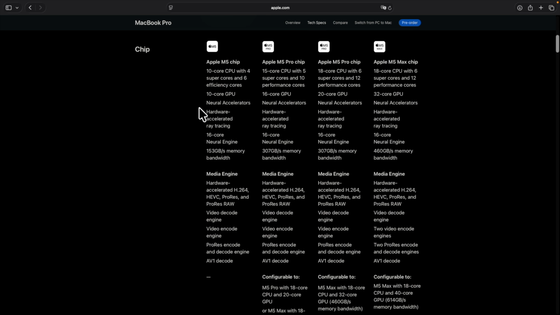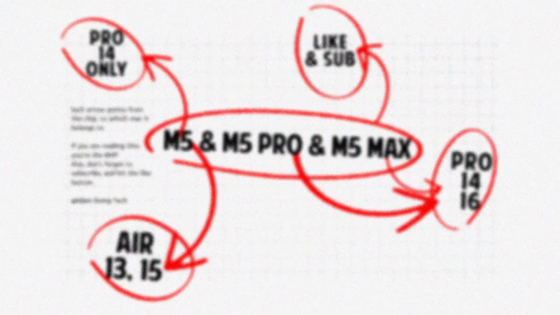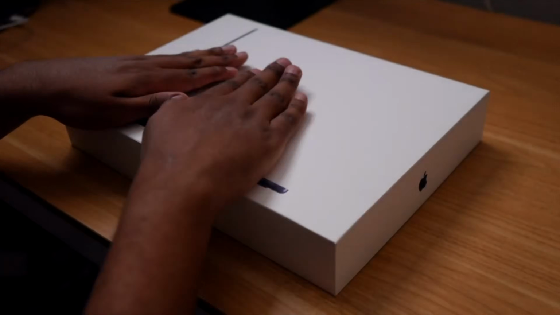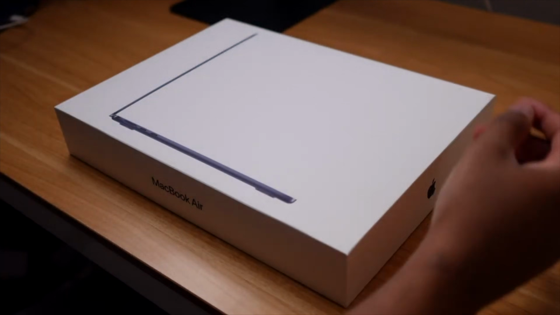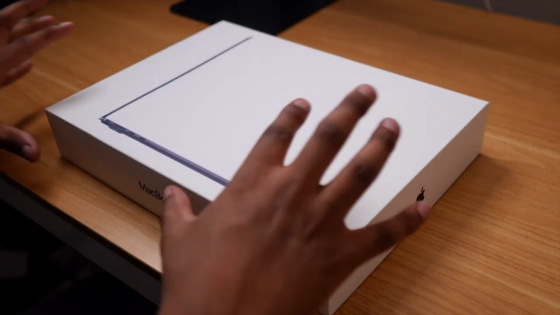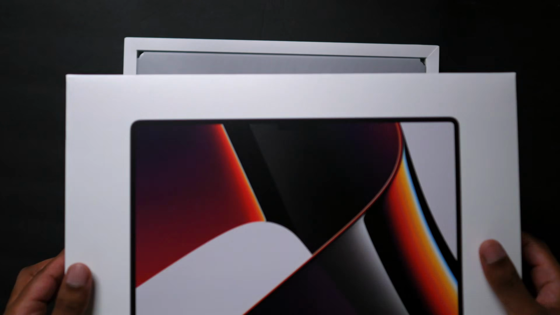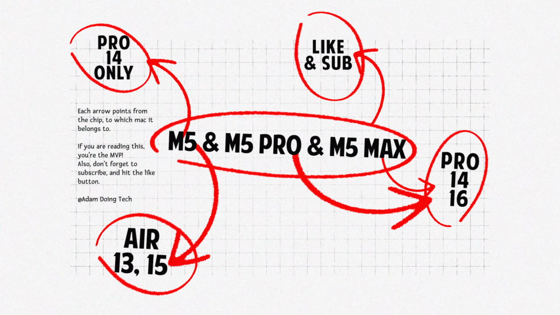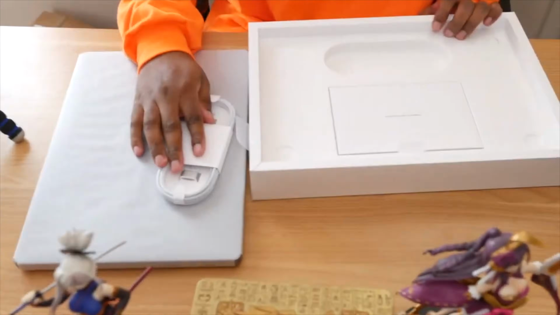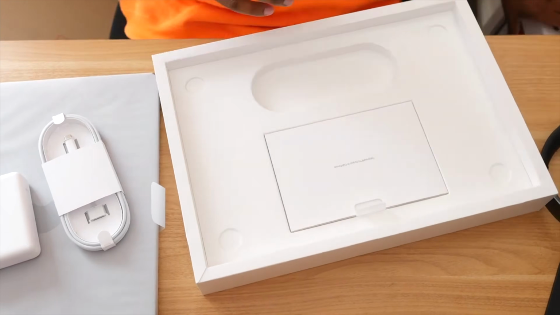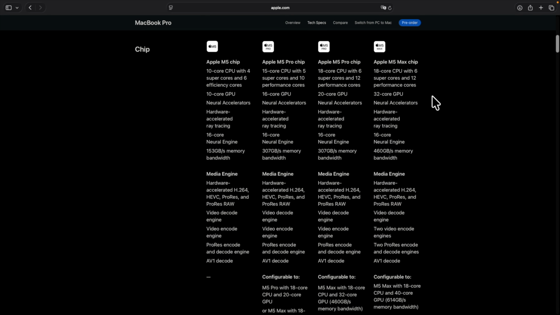So let's start first by addressing which chip goes to which device. In this case, the Apple M5 chip goes to the MacBook Air and to the base MacBook Pro. The Apple M5 Pro chip has two variants. Both of these come with the MacBook Pro, whether that's the 14-inch or the 16-inch. Then the Apple M5 Max chip goes into the Pro only, and it's through the Pro 14-inch and then the 16-inch as well. Now let's talk about the specs and all these fun stuff.